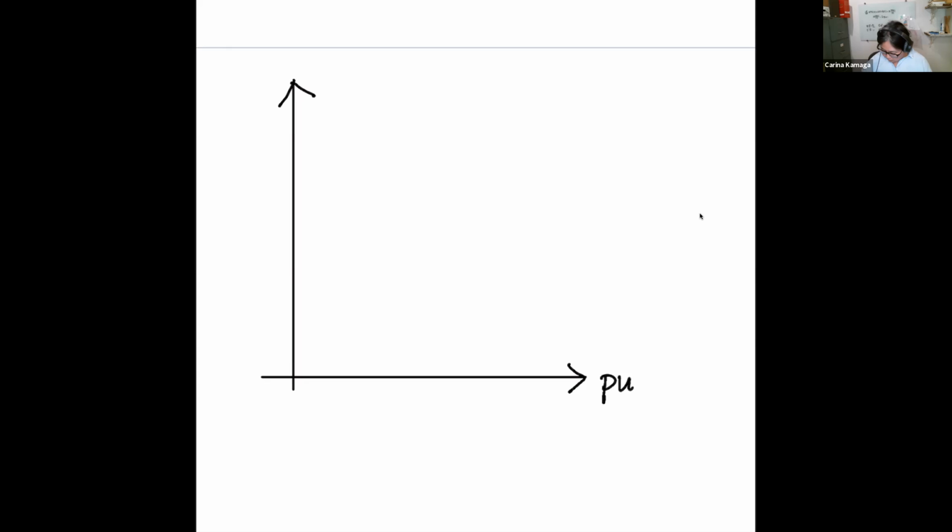Let's see, I'm going to try and draw a graph here. So the x-axis represents the push force, and the y-axis represents the friction force. All right.